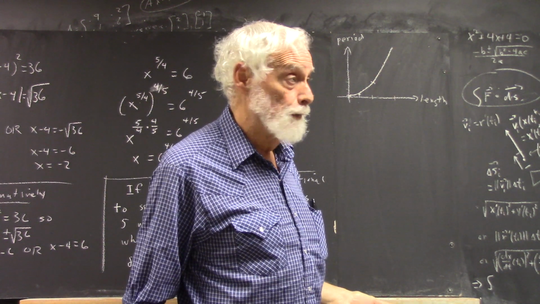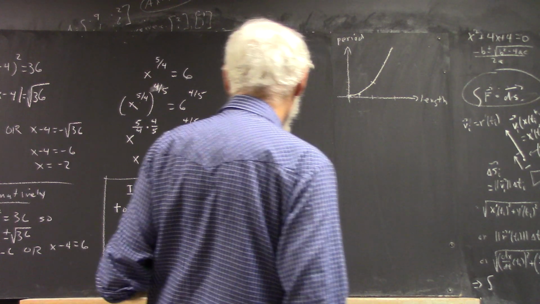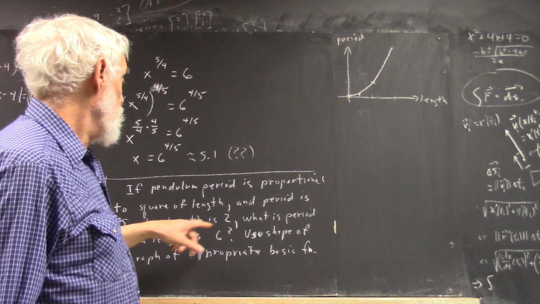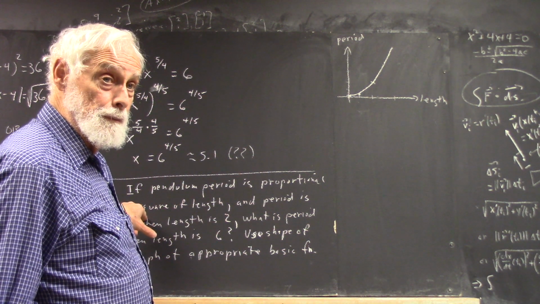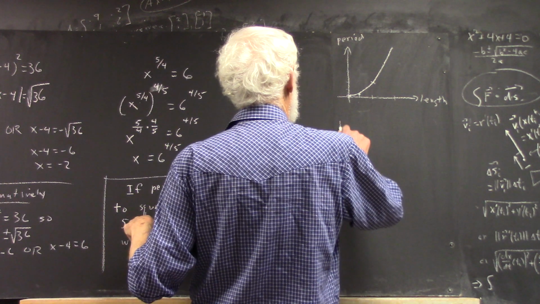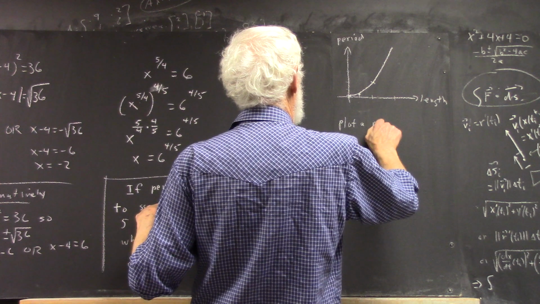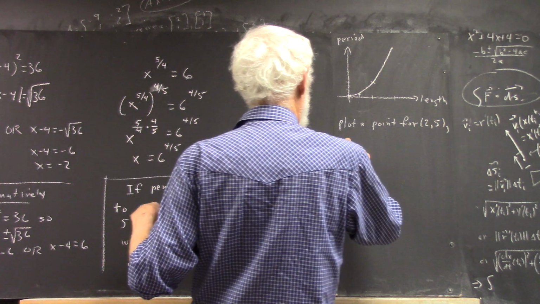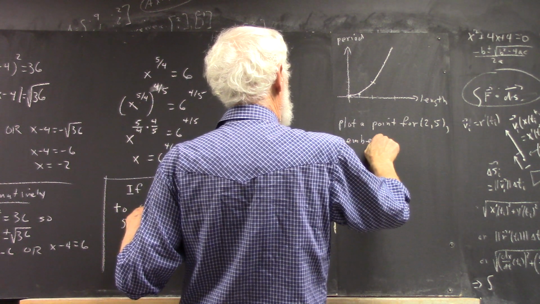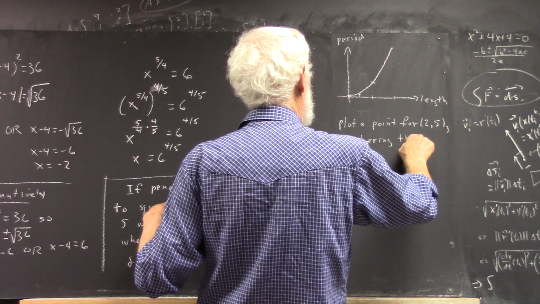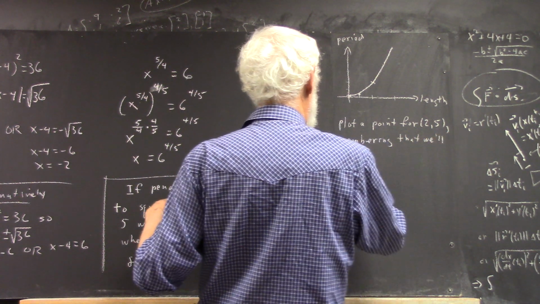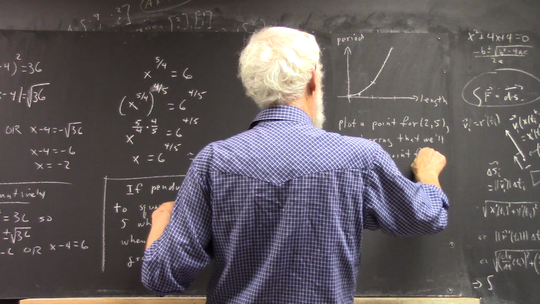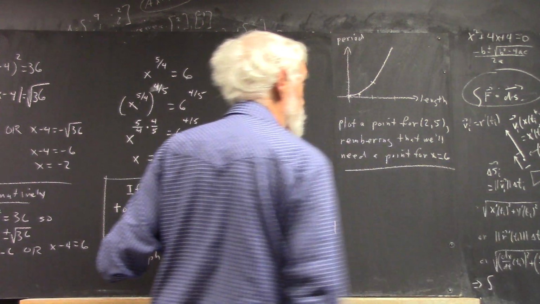Again, it's the wrong proportionality for the pendulum. It's not the squaring, but we're going to use it anyway, because that's what it said to use. Okay, so we want the point 2, 5, right? So we plot the point for 2, 5, remembering that we'll need a point for x equals 6.